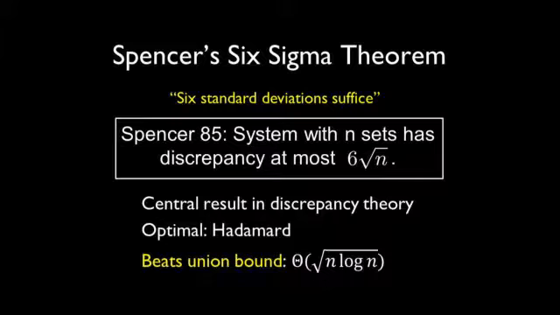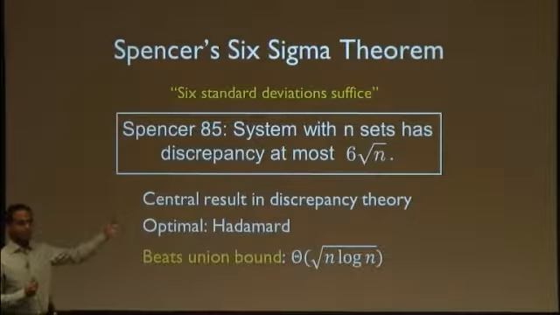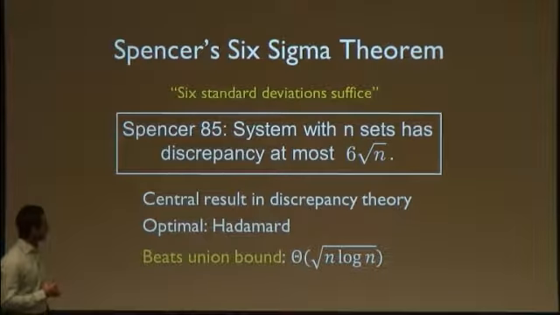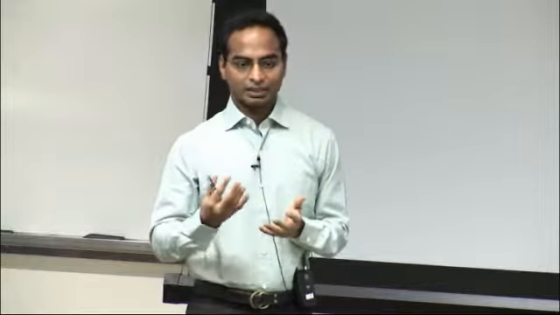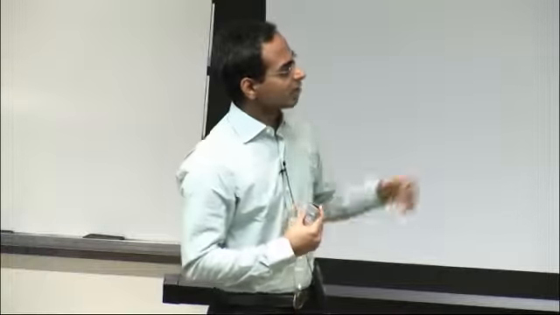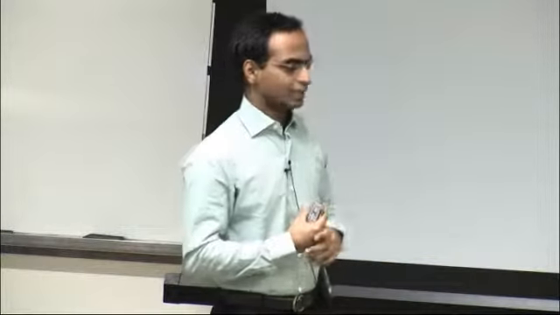The square root n bound here is actually necessary. We don't know the right constant in front of it, but more or less it's tight. What's most interesting here is that it beats the union bound. If you take a random coloring and use a union bound across the different sets, you can show that the coloring gets discrepancy square root of n log n. On the other hand, there exist set systems where random colorings get you discrepancy theta of square root of n log n. So Spencer's result beats the union bound in this sense.